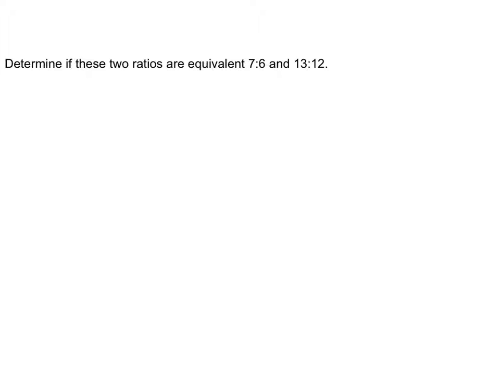So here we are, we're given 2 ratios. We're given 7 to 6 and 13 to 12, and we're asked to determine if these ratios are equivalent. So what I want to do first is write these as fractions, and I want to know if these are the same. So I want the denominators to be the same. Well, 6 and 12, the first number that 6 and 12 both go into is 12.